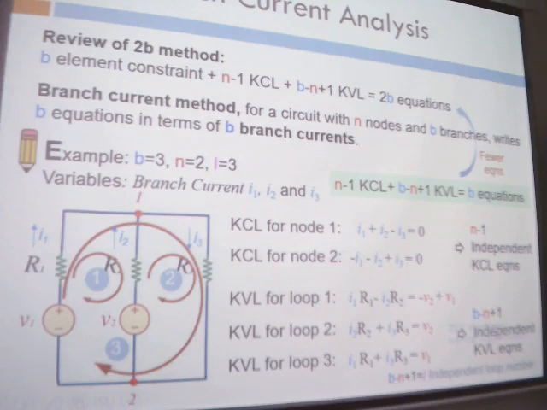Here we should just have 2. We don't need to have this one. The KVL for loop 3. We don't need to have this one, I think. Because let's say I3 equals I1 plus I2. So yeah.